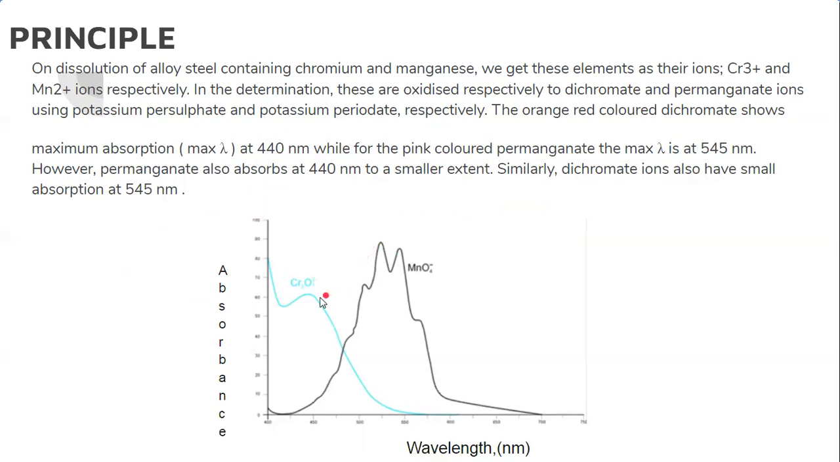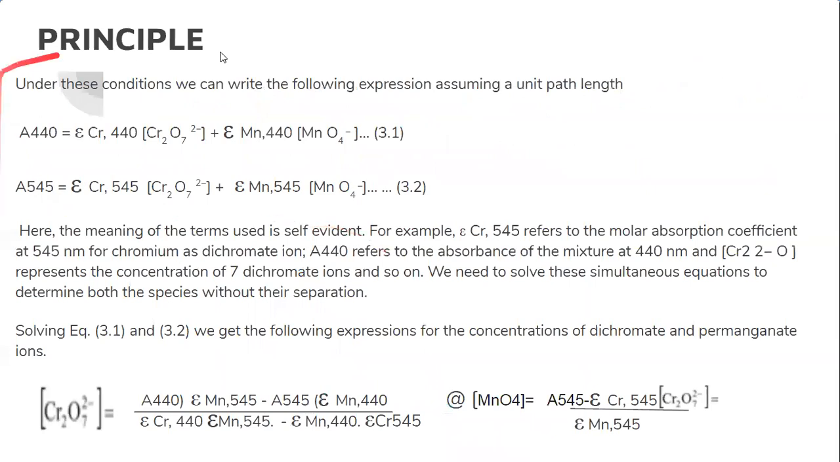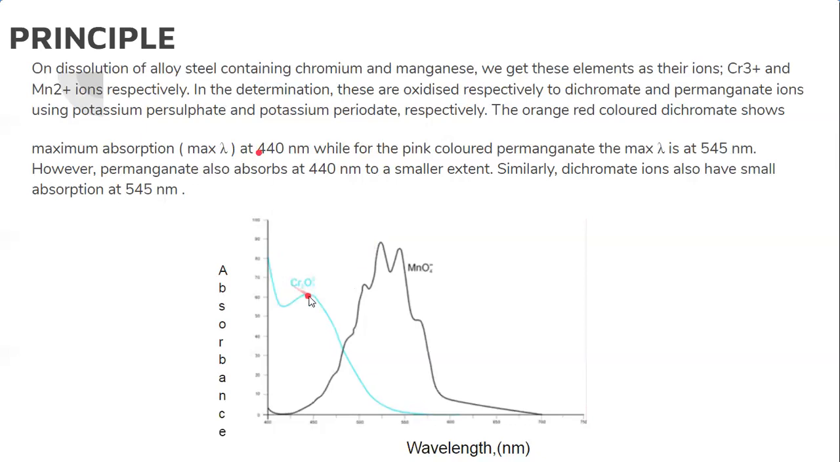That means this is the lambda maximum of the chromium ion, and this is the lambda maximum of the manganese ion. So the absorption at 440 nanometers is equal to epsilon, the molar coefficient of chromium at 440 nanometers, times the concentration, plus the manganese term. Here we are using manganese, so it indicates that some light may be absorbed. This Mn plus 7 may show absorption at 545 nanometers as well as 440 nanometers.